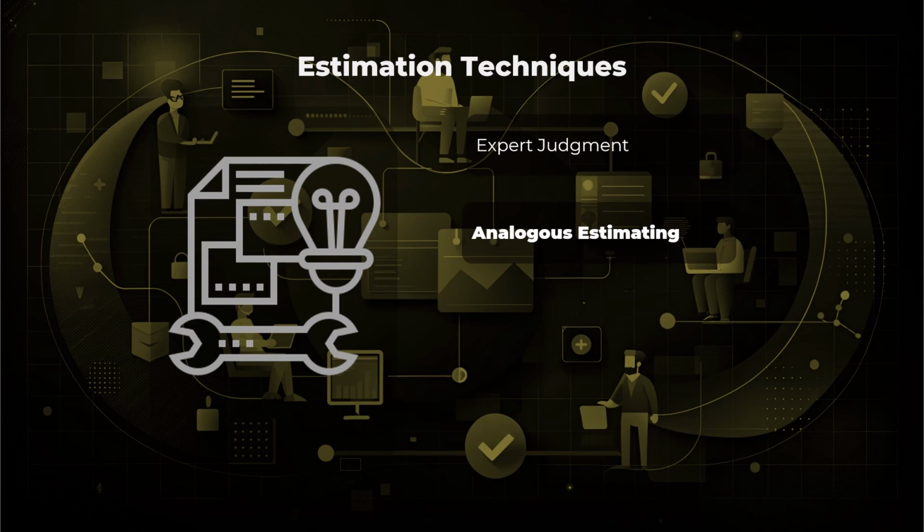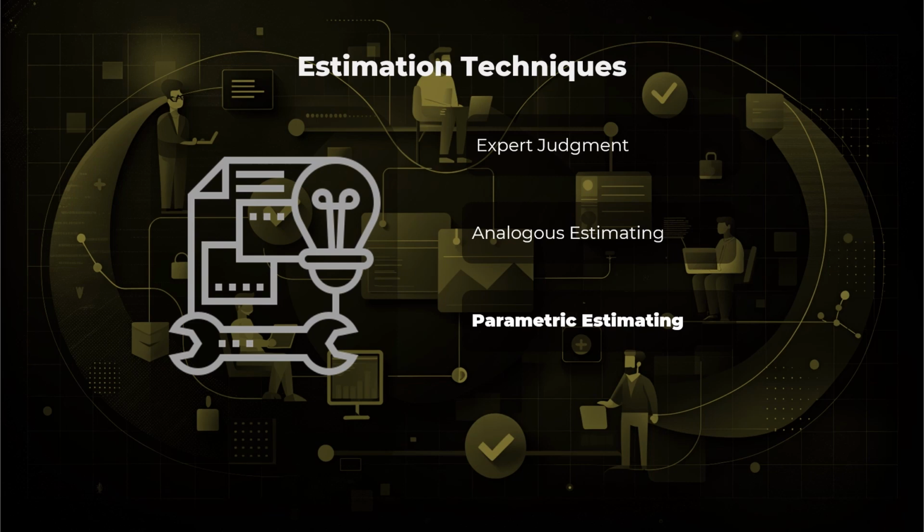Analogous estimating is quick and relatively simple but may lack accuracy if there are significant differences between the current and past projects. Parametric estimating. Parametric estimating involves using mathematical models or algorithms to estimate project parameters based on variables such as size, complexity, or productivity rates. Parametric models establish a quantitative relationship between project attributes and resource requirements, allowing for more precise estimation.